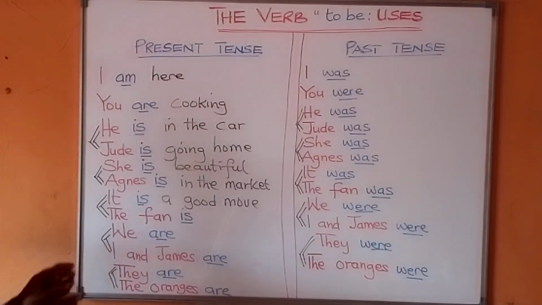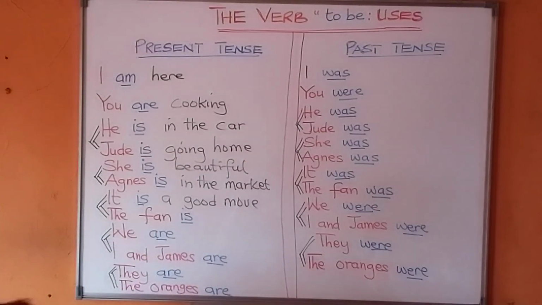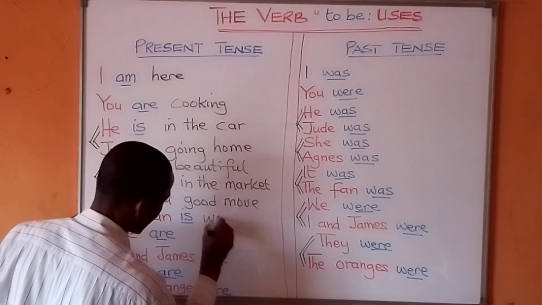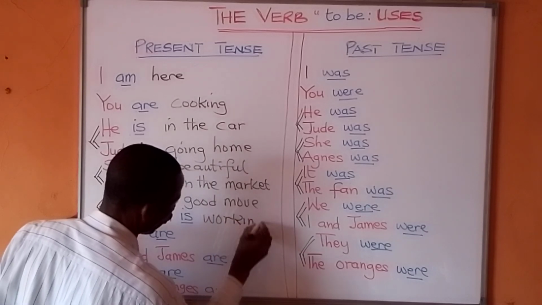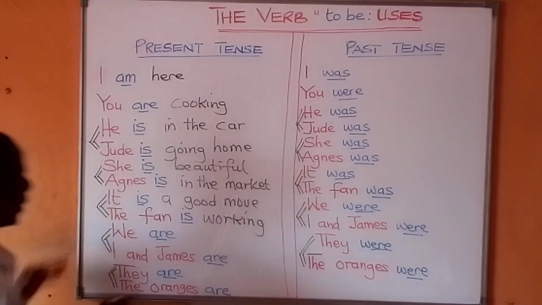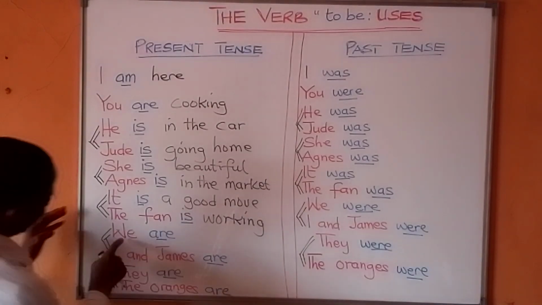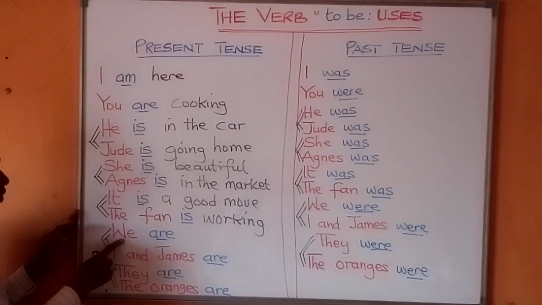It can be anything, like I said. Can be mobile, can be book, can be fan, can be fruit, can be orange. So let's say the fan is walking. The fan is nice. The fan is red. The fan is okay. Okay? Now, when we say we, we say are.